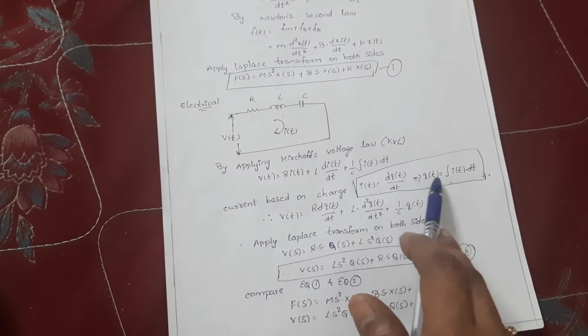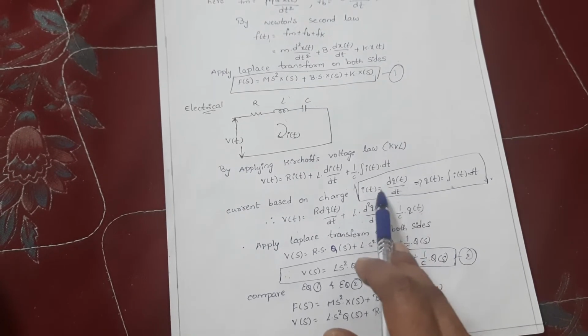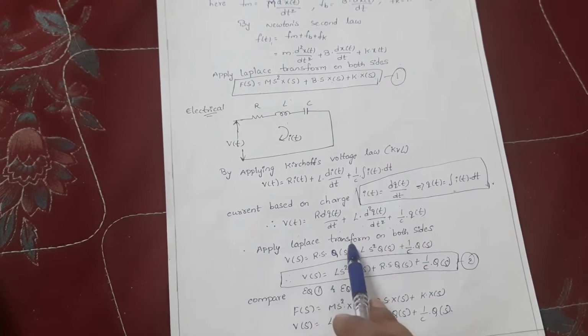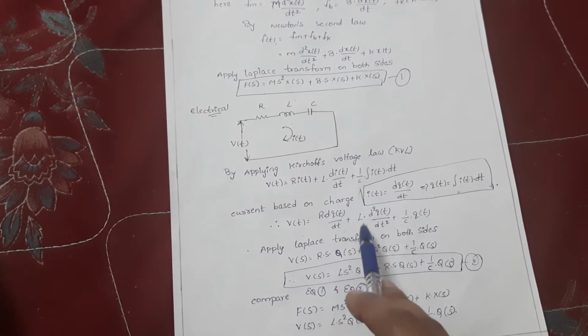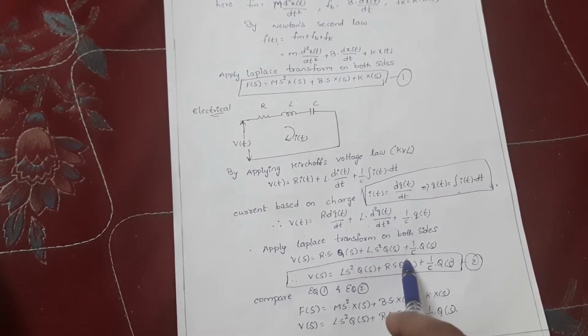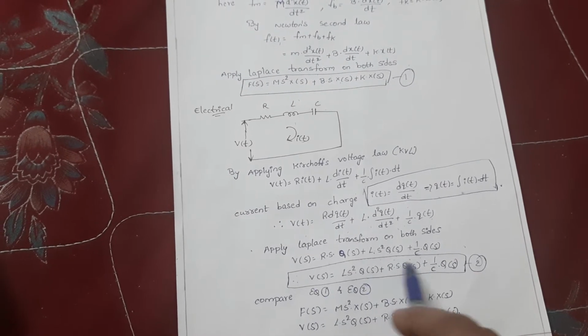See, what is the integral? Integral I of t dt means q of t. Okay. So taking the Laplace transform, V of s is equal to Rs into q of s, plus Ls square into q of s, plus 1 by C into q of s. So you are going to get V of s.